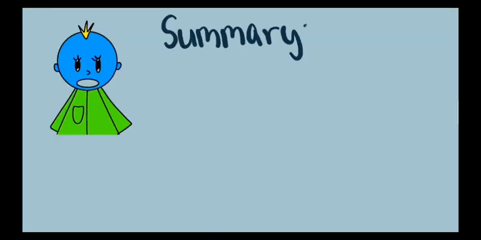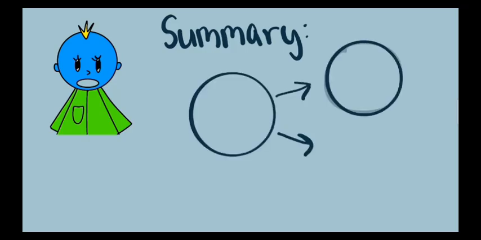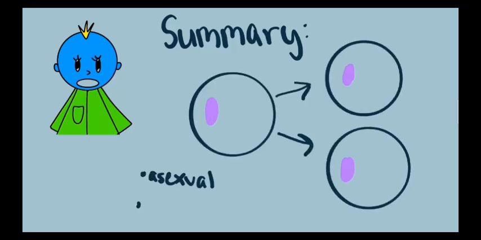In summary, the cell cycle is a carefully regulated process by which cells grow, copy their DNA, and divide to form 2 identical cells, asexually.